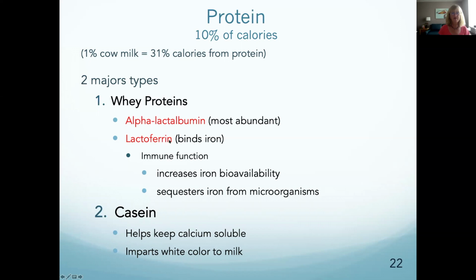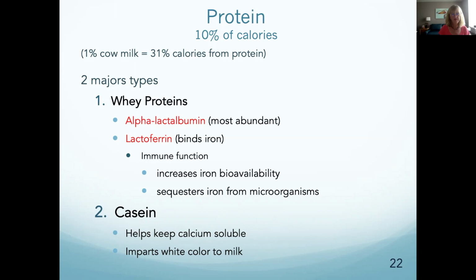This is that protein that binds iron, and it helps with the immune function because it makes the iron more bioavailable for the infant, but not available for the microbes. So this is one of the immune components of human milk. And then casein is just there. It just helps make calcium soluble and imparts white color to the milk.